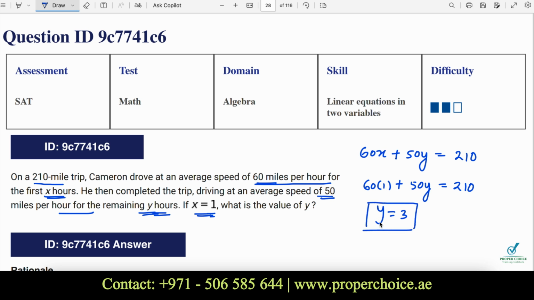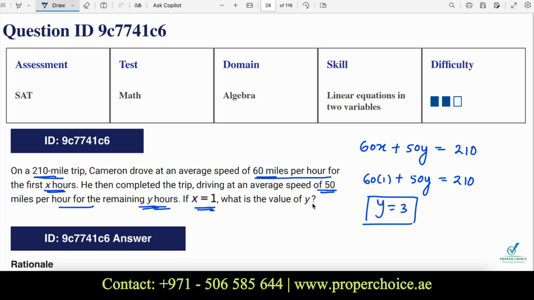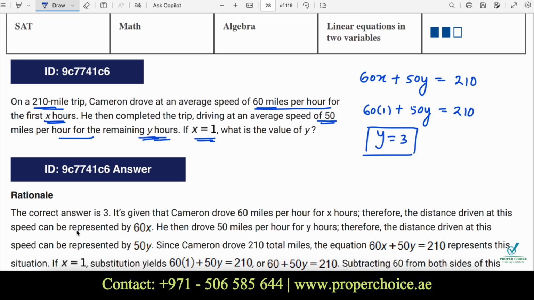So when a person is going on a trip, he is going at 60 miles per hour for 1 hour. Then to cover the remaining distance, he should travel 3 hours at the speed of 50 miles per hour. So it makes sense. 3 is the right answer to this. It's a simple question.